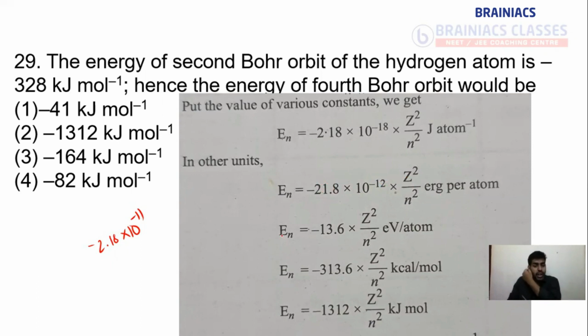In electron volts, energy is minus 13.6 Z square by n square electron volt per atom. In kilocalories per mole, energy is minus 313.6 Z square by n square. In kilojoules per mole, energy is minus 1312 Z square by n square. So these are the equations to calculate the energy of each orbit in different units.